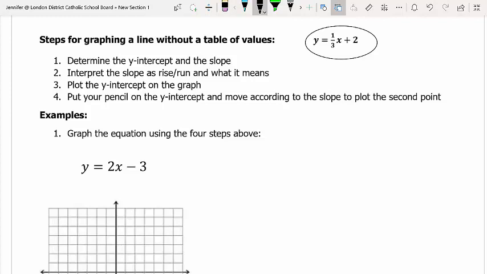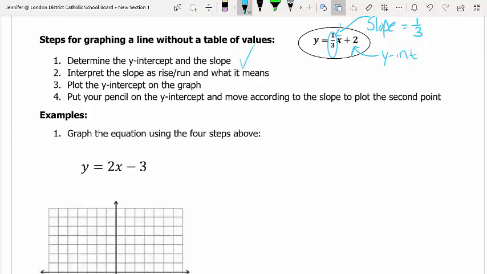First, determine the y-intercept and the slope. The slope is always the value attached to the x. So the slope here is 1 over 3, and the y-intercept is always the other term, the term without the x. Second, interpret what the slope means.